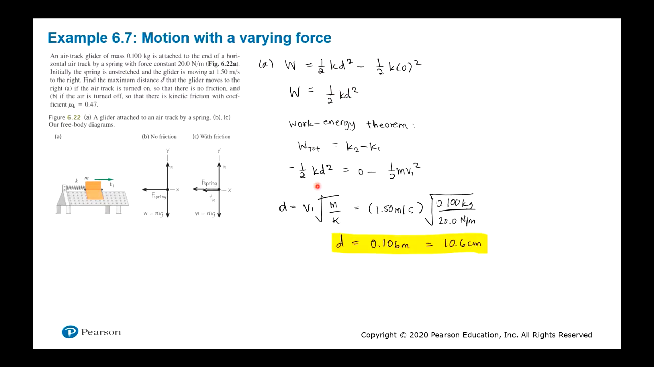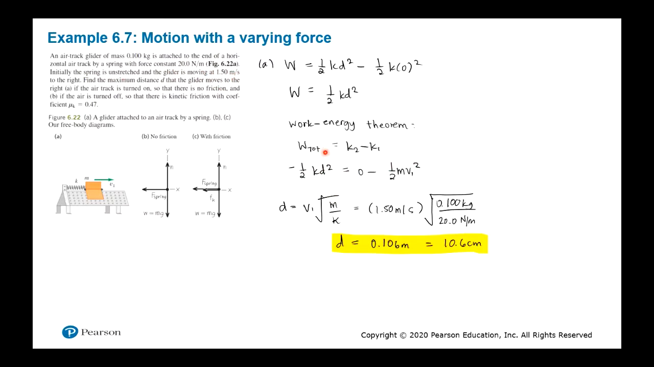That means we will need to dive deeper into the components of the work in order to get this. Okay, so we know that the total work is just equal to negative 1/2 kd squared, equal to 0 minus 1/2 mv1 squared. Why is this 0? Because initially it is moving, but after that it stops. So that's why the final kinetic energy is 0, minus 1/2 mv1 squared. Again, it is initially moving at 1.5 meters per second.